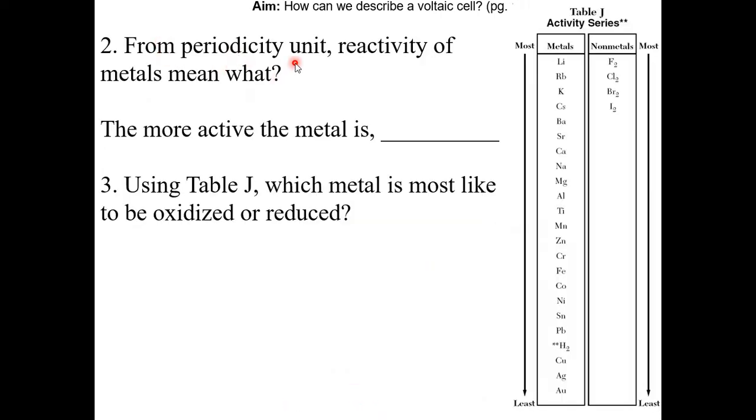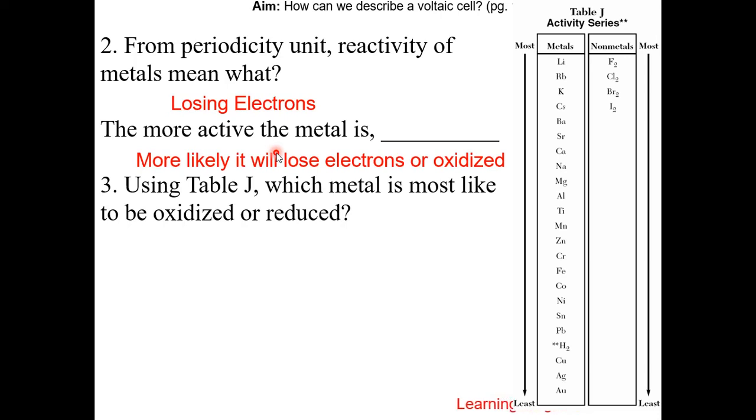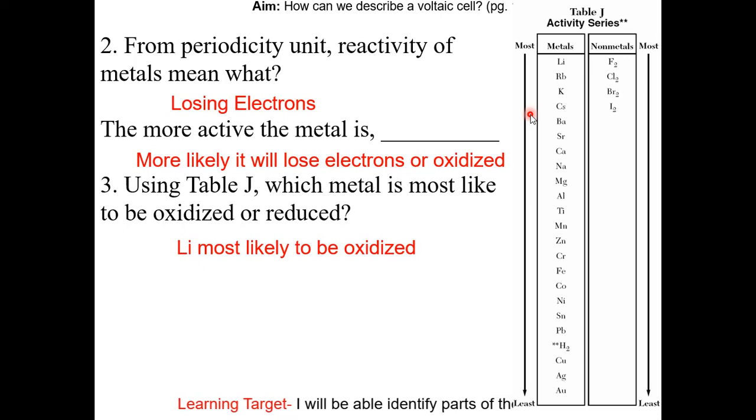From the periodic table unit, reactivity of metals means what? Metals typically lose electrons. So the more active the metal is, the faster it will lose electrons and the more likely to be oxidized. Using Table J, which metal is more likely to be oxidized or reduced? The more active the metal, the faster and more likely it will be oxidized. That will be lithium.